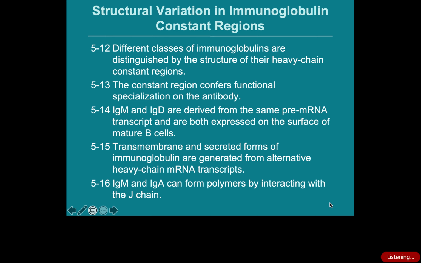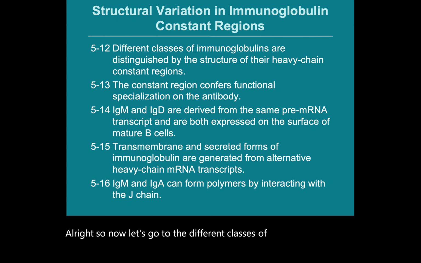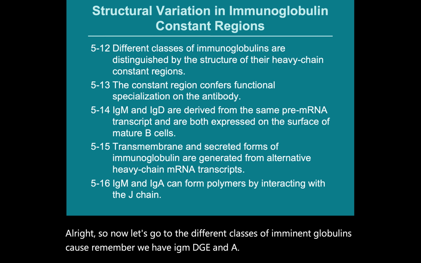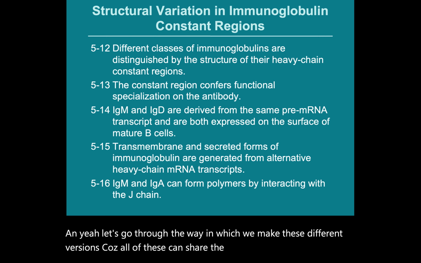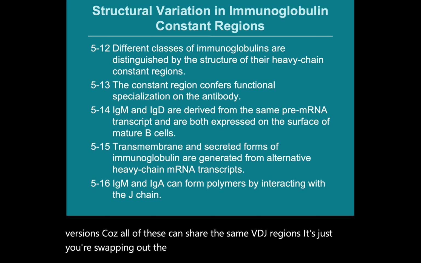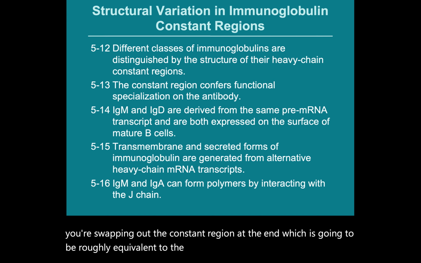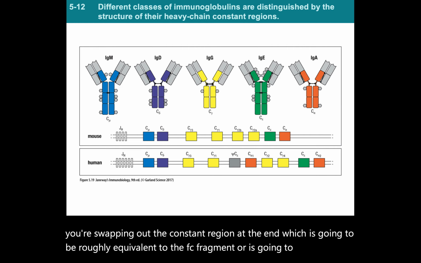All right, so now let's go to the different classes of immunoglobulins, because remember we have IgM, D, G, E, and A. Let's go through the way in which we make these different versions, because all of these can share the same V, D, and J regions. It's just you're swapping out the constant region at the end, which is roughly equivalent to the Fc fragment, or it's going to contain the Fc fragment.